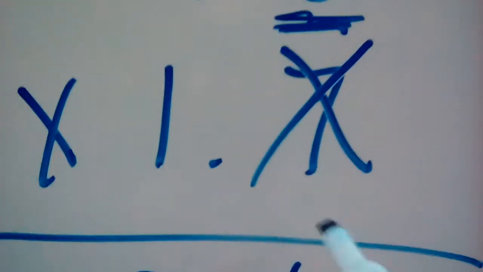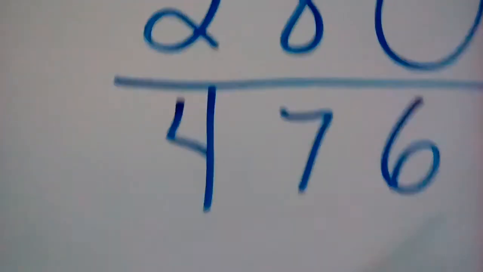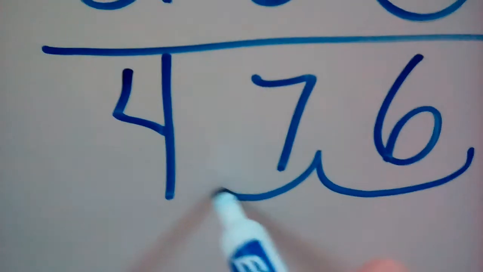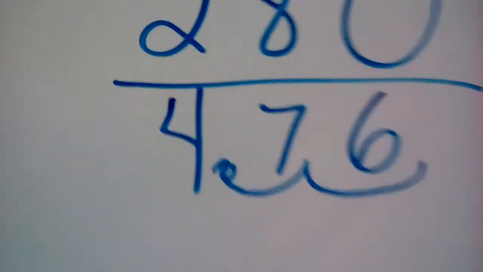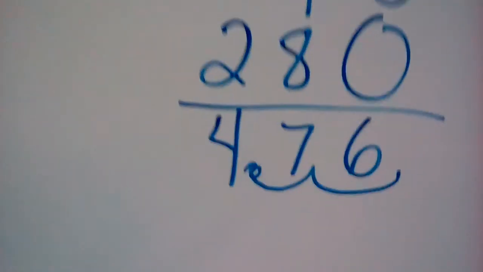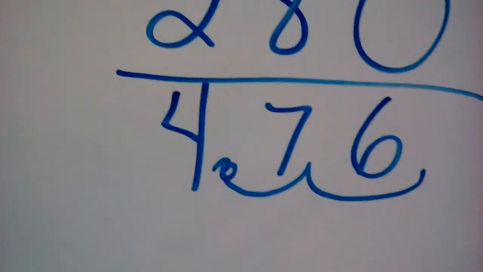I look at my place values. I have 1 place value here. I have 1 place value here, so that's 2 place values. So I'm going to take that 476 and I'm going to move that decimal. 1, 2. 4.76 is a lot more realistic than 476. So remember, when you multiply, you have to move that decimal point.